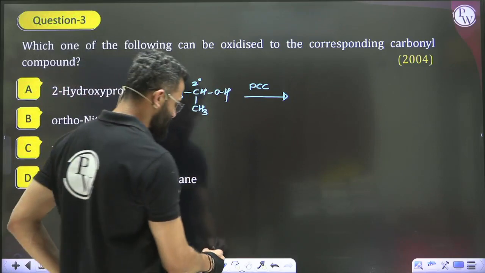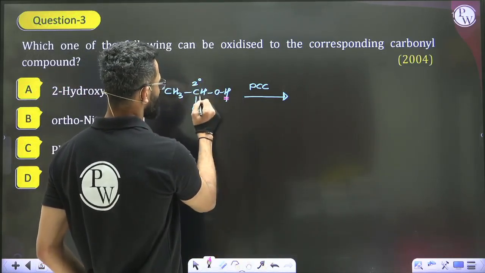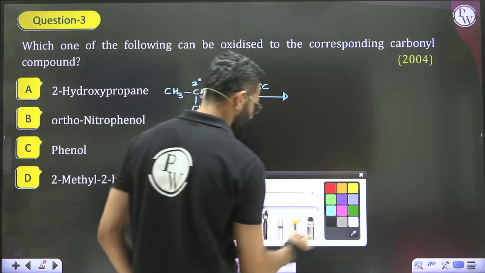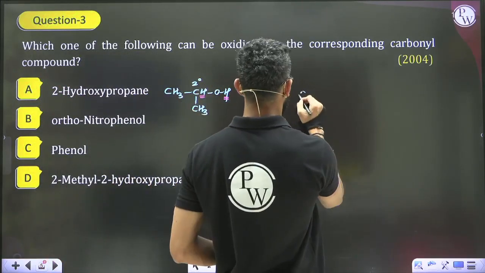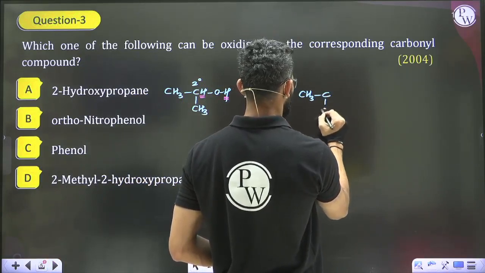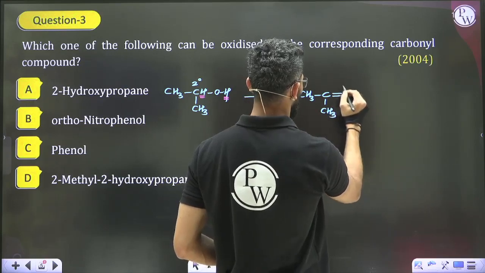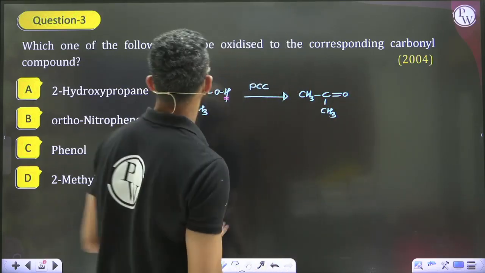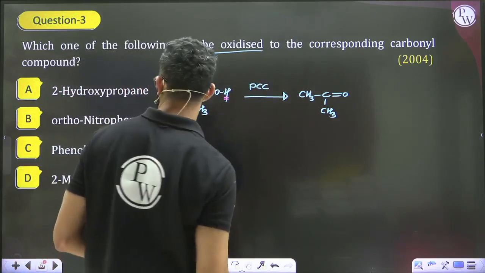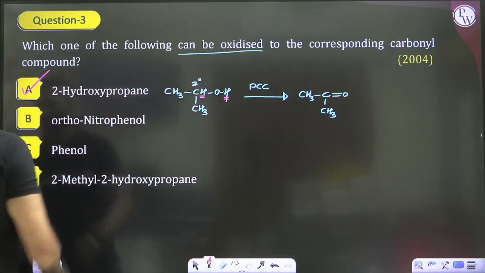So simply, just for the sake of understanding, imagine from OH if you remove this H, and from the secondary carbon if you remove H, between carbon and oxygen we'll get formation of a double bond. So we will get formation of CH3COCH3, that is C double bond O. So we got formation of acetone. That's what they're asking, which one can be oxidized to the corresponding carbonyl compound. So yes, option A is certainly forming a carbonyl compound. Let's check with B, C and D.